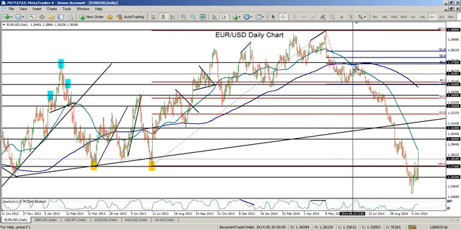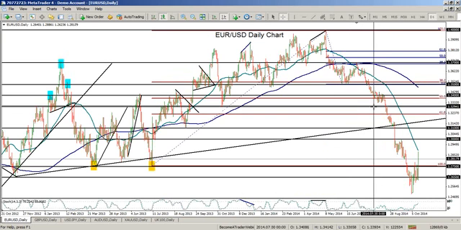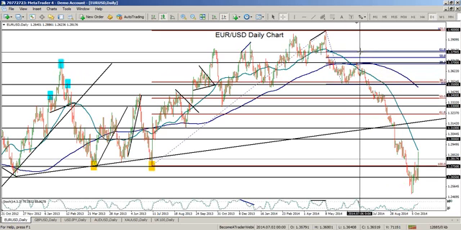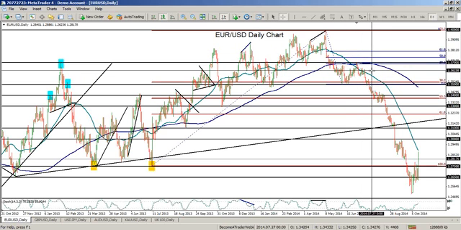So again, as I mentioned here, how did I know it would turn at the 38% on euro dollar? I didn't know that. Of course not. If I knew that, I would have made a lot of money just playing the short right there. It could have turned at the 50. It could have turned at the 61.8. It could have turned at none of these.